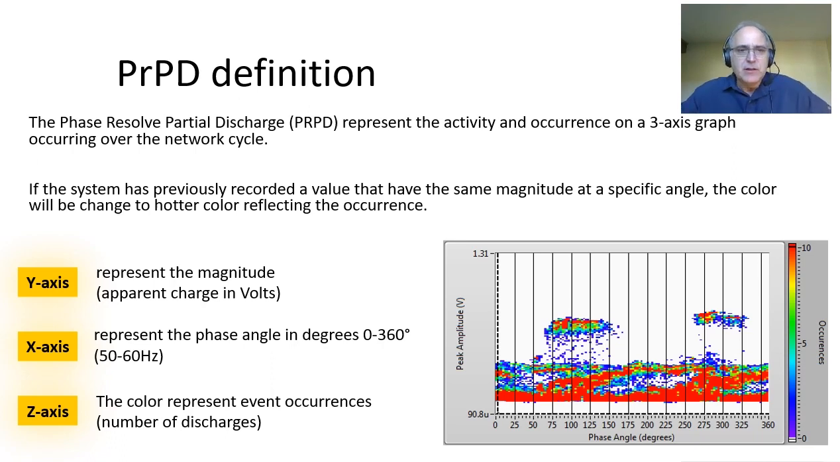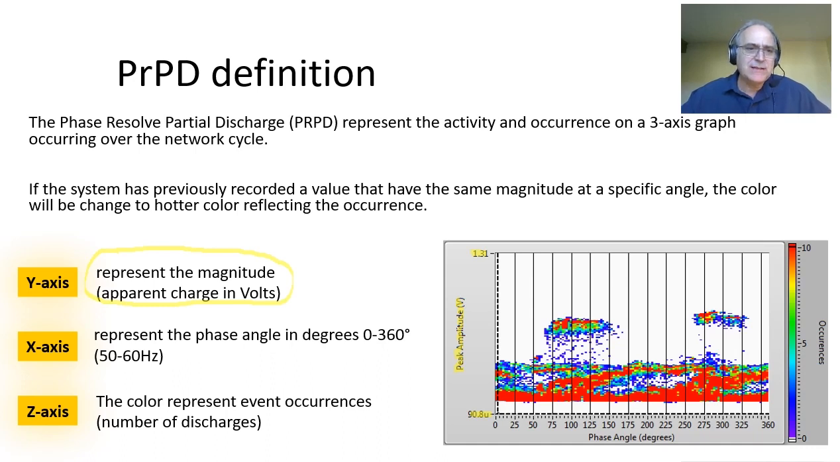Definition now. So PRPD is a graphical representation of the activities on a cycle. So I'm saying on a cycle, on a network cycle, and it's representing the activities over time. So let's have a look. The y-axis on the graph is the amplitude. So the amplitude over here is in volts. So it goes from microvolts to volts. So that's an easy one.